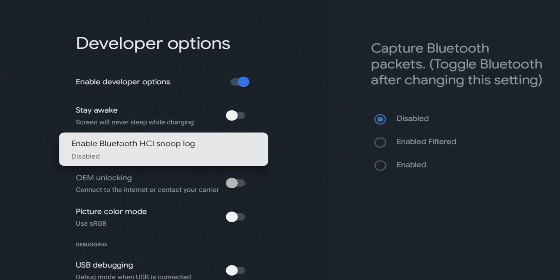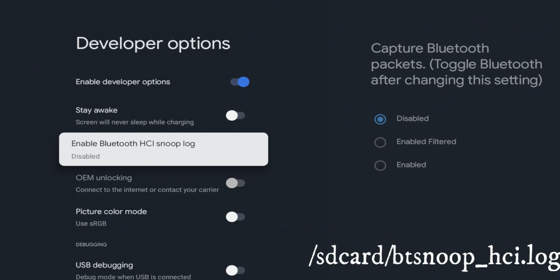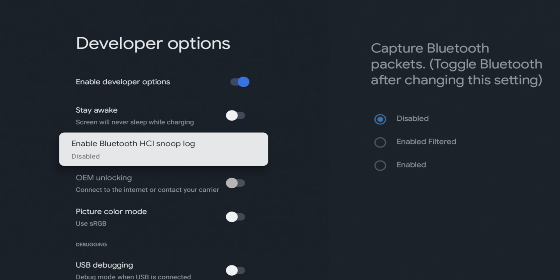Next one is going to be Enable Bluetooth HCI Snoop Logs. Now, you can see you have 3 options there: disabled, enabled filtered, or enabled. What this does is save all your Bluetooth HCI packets to a file stored on your SD card, and I'll go ahead and put the path number, which can then be opened with a tool like Wireshark, and you can use that to troubleshoot your Bluetooth data.